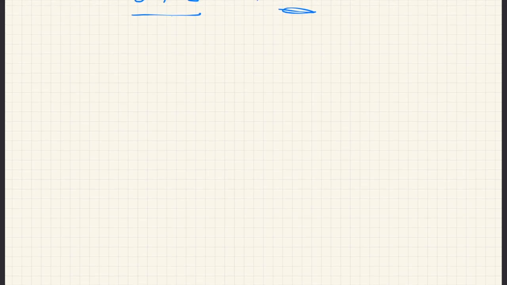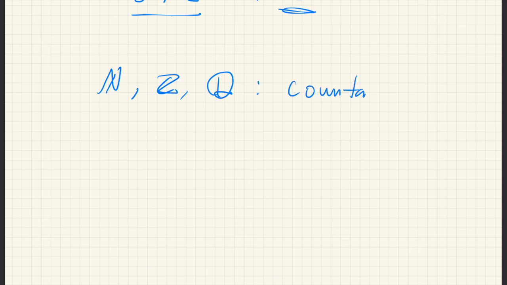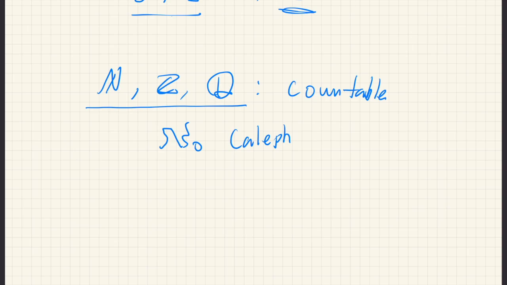So, in summary, we have seen that the set of natural numbers, the set of integers, and the set of rational numbers are all countable. And the cardinality of these sets is represented by a special symbol called aleph. I don't know how to write this one, but it's something like this: aleph 0 or aleph naught. Aleph is the first letter in the Hebrew alphabet. So it corresponds to Arabic alif. They are all infinite, but for convenience, we just call it aleph 0.